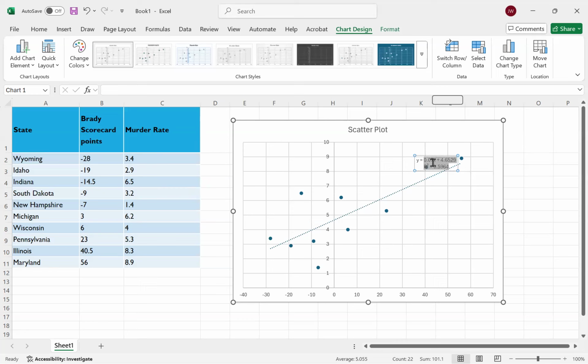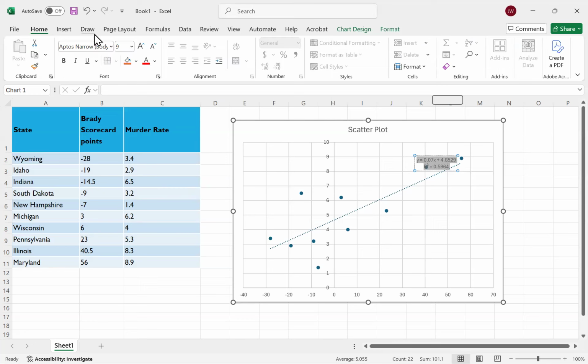let's try to make that a little bit bigger so that it's visible. There we go. So there's my line y equals 0.07x plus 4.65. I took off the last two decimals. And then the r squared is about 0.5964. If I take the square root of that, that's where I come up with my r.